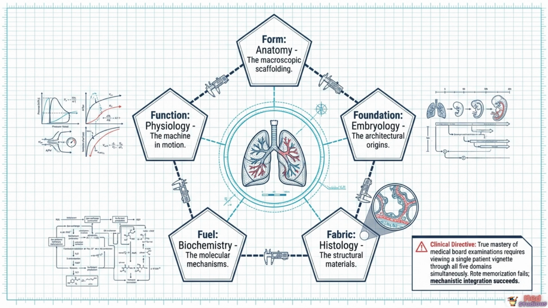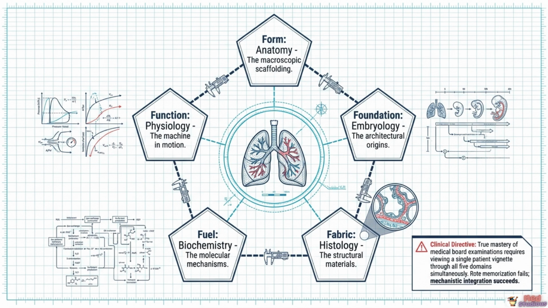Form refers to anatomy, the macroscopic scaffolding of lungs, airways, and chest wall. Foundation refers to embryology, the architectural origins explaining how this scaffolding came to exist in the first place, from early lung bud formation through progressive maturation.